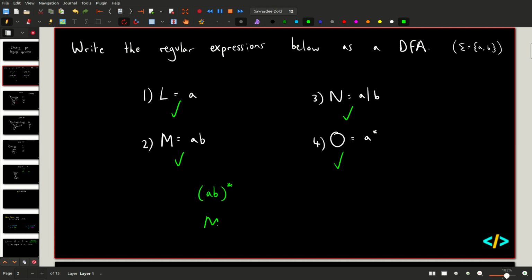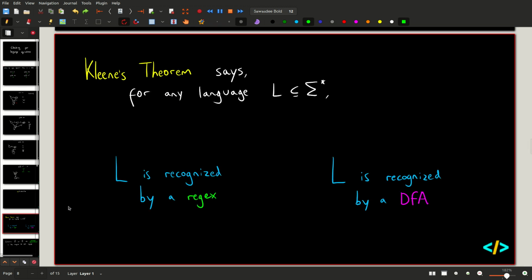And so can anyone tell me what we've sort of proved here? In one way. Yeah, so we've proved Kleene's theorem. Kleene's theorem says for any language L, that's a subset of sigma star, if L is recognized by a regex, then L is also recognizable by a DFA, and vice versa. And we've proved this one way. We've said that anything that's recognized by a regex, we can turn it into a DFA with these building blocks we've now made.